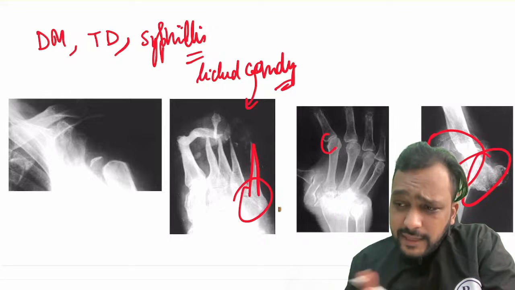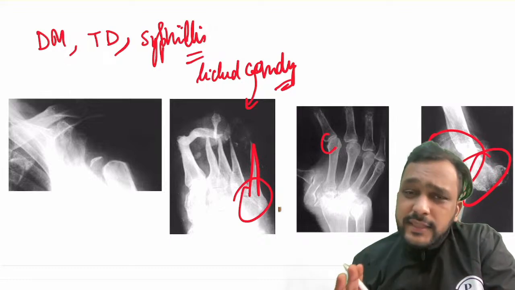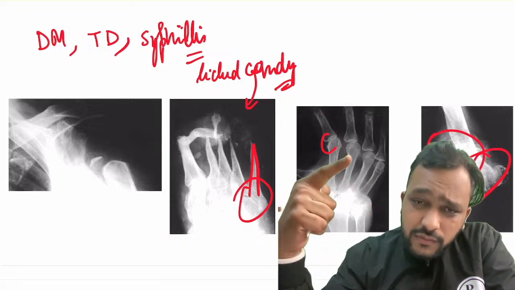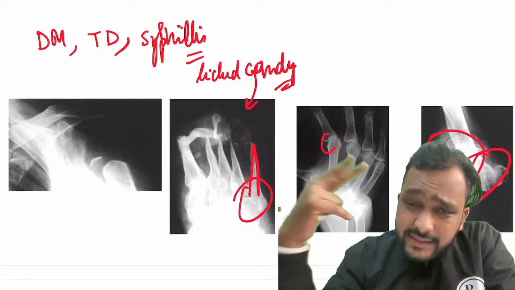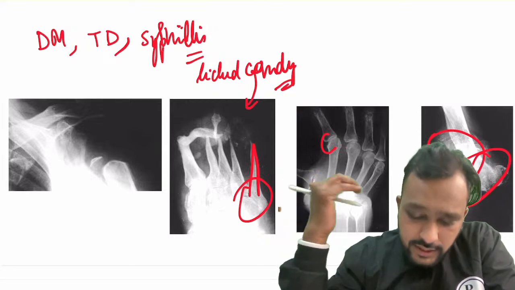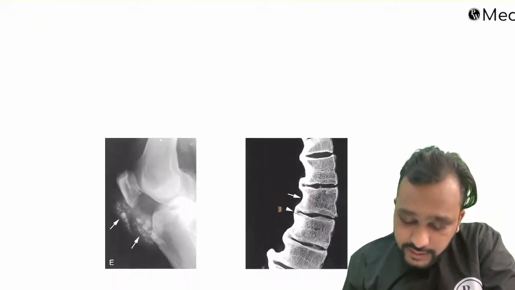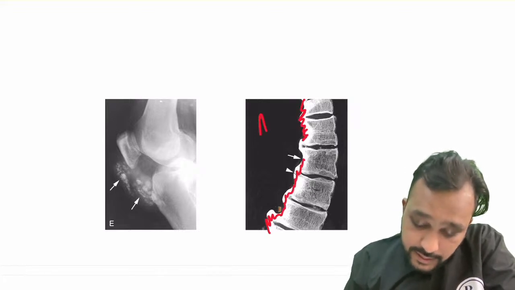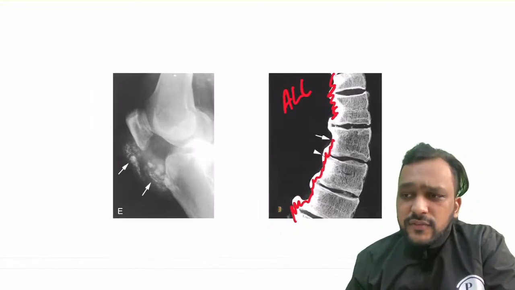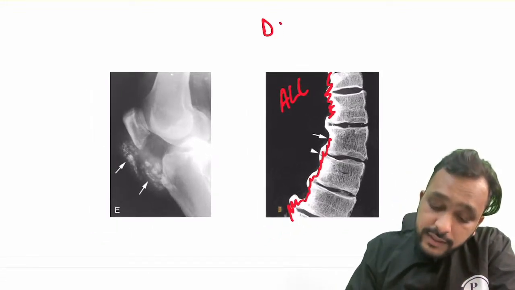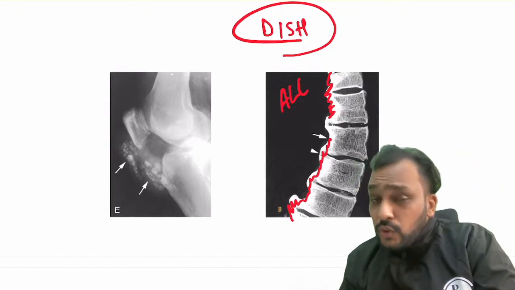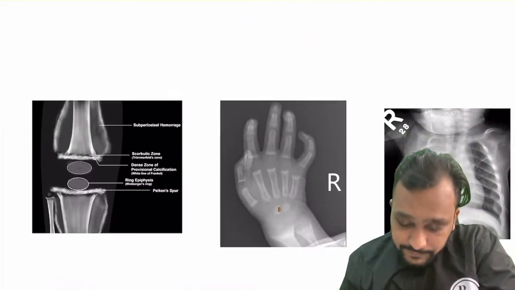So all the D's can be found within the neuropathic joints, that is destruction of the joint, dislocation of the joint, debris within the joint, increased density of the joint, distension of the joint. So these are the few important D's that are seen within the neuropathic joints, right? So this is again a very important image. Calcification of the anterior longitudinal ligament is seen in diffuse idiopathic skeletal hyperostosis, more common in Japanese population.